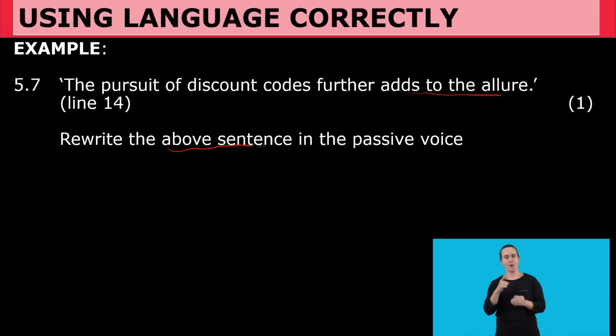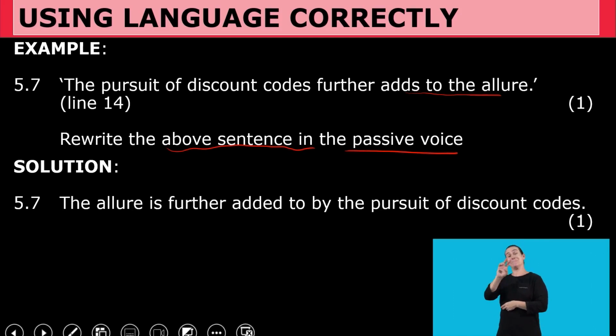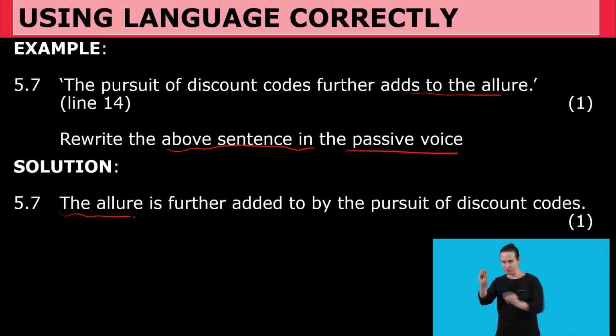Question 5.7, the pursuit of discount codes further adds to the allure. Here we have to rewrite the sentence in the passive voice. Start by finding your verb, find the subject, find the object, and then begin with the object. So the allure is further added to by the pursuit of discount codes.